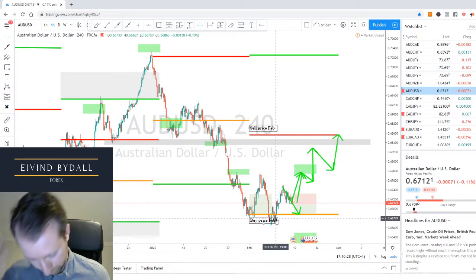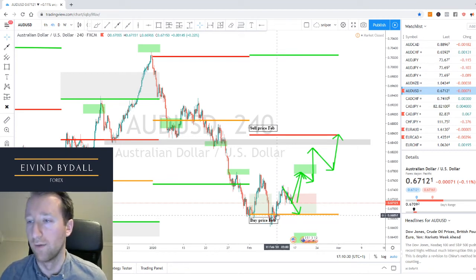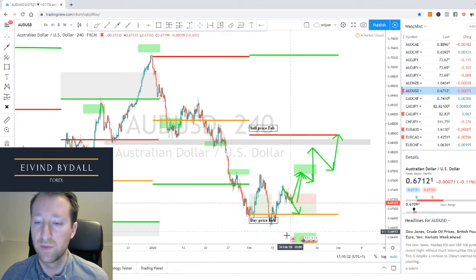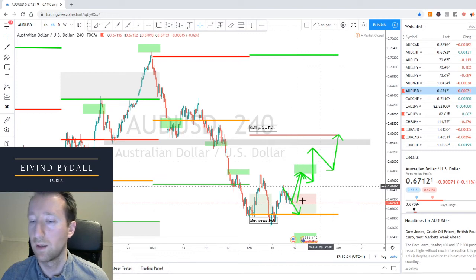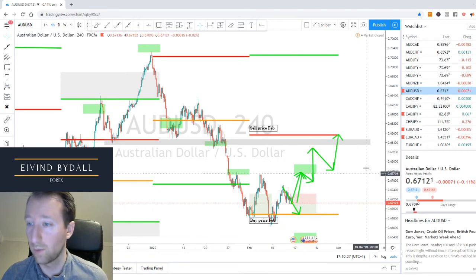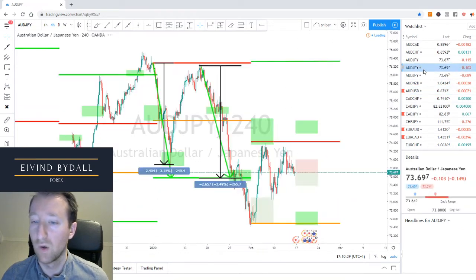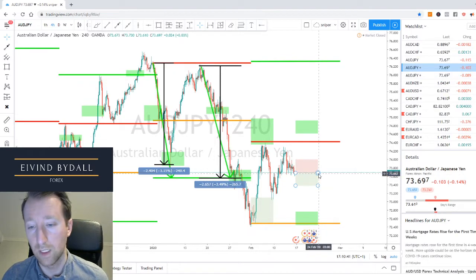If it makes a low, it's out. We have stop losses for such. 50 pip stop loss if you're entering. I think this seems to be good enough for me. So yeah, Aussie yen. Interesting.